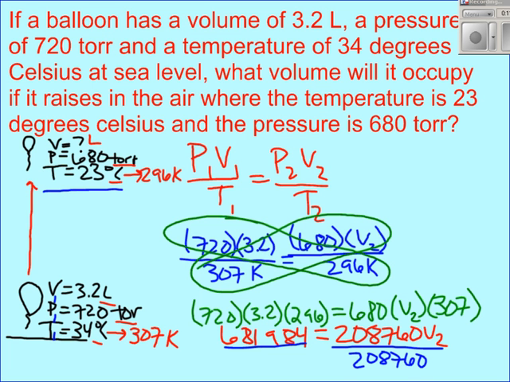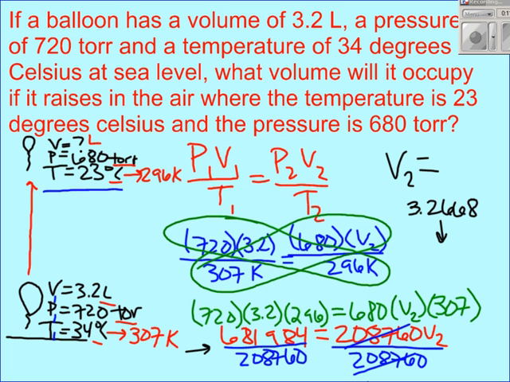208,760. Those values cancel, and this side will give me my answer. By taking 681,984 divided by 208,760, my volume is solved for. I get approximately 3.2668, and so on. Let's just check our sig figs before we end.